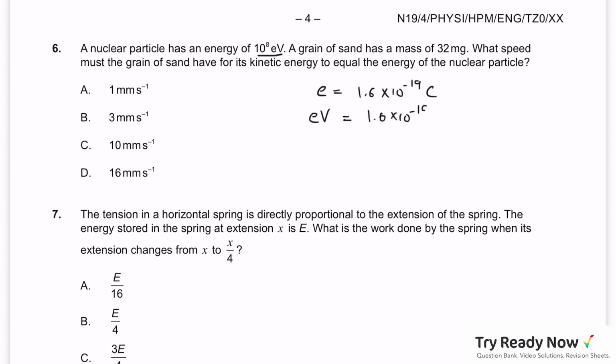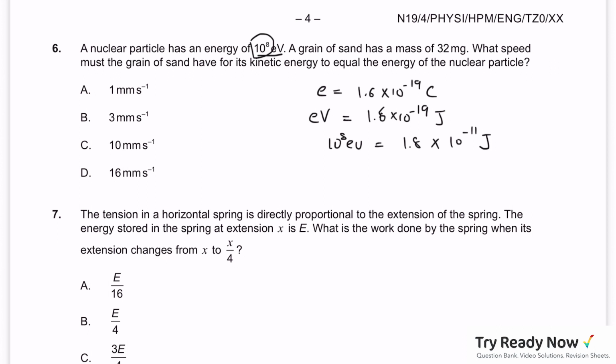Hence, an electron volt is the exact same thing but in joules. And we're given that it is 10 to the power of 8. So that means 10 to the power of 8 eV is just 10 to the power of minus 19 times 10 to the power of 8. So we just add the 2 exponents, which is 10 to the power of minus 11 joules.